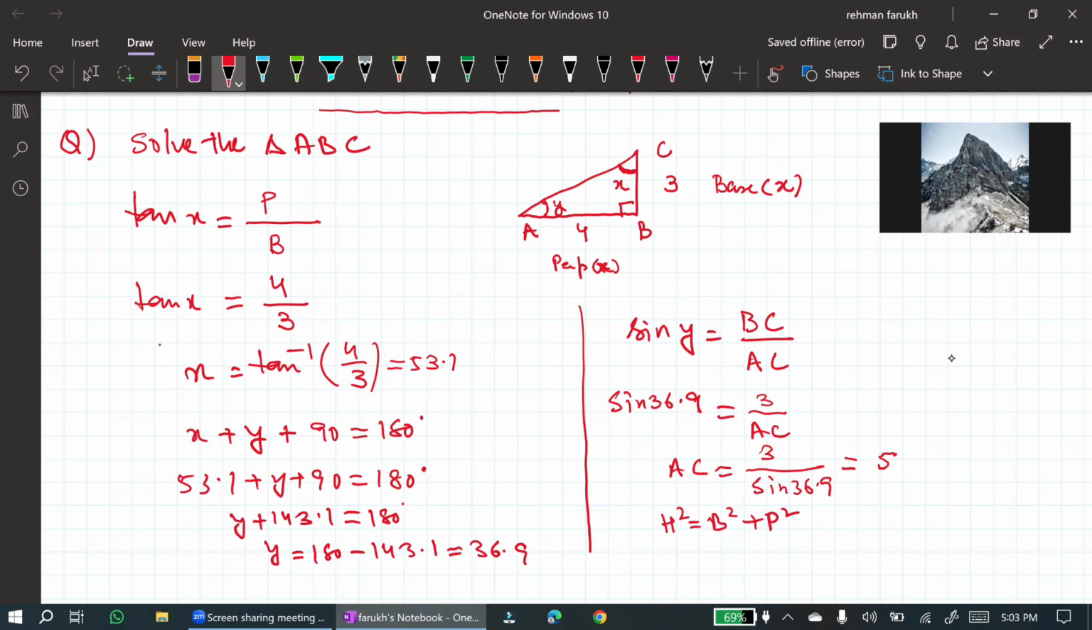So we can use the trigonometric ratio or the Pythagoras rule to find out the hypotenuse. Now, on a right angle triangle, we can use 4 rules. Number 1 is the Pythagoras rule. Number 2 is sine x is equal to perpendicular over hypotenuse. Number 3 is cos x is equal to base over hypotenuse. And number 4 is tan x is equal to perpendicular over base. These are the 4 rules which we can use on a right angle triangle.